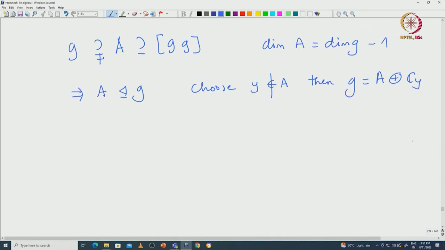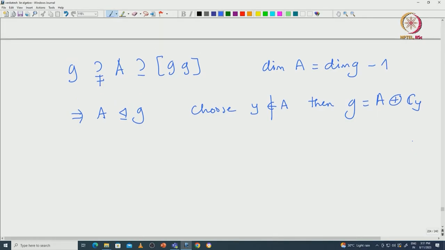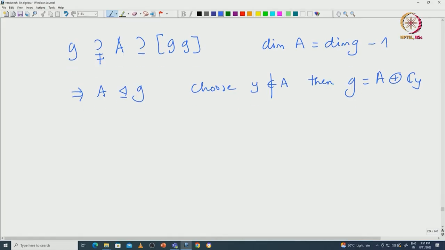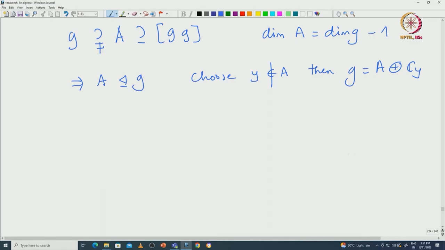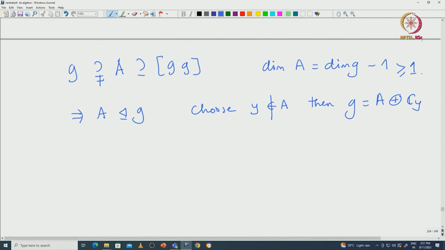This is like the argument that we gave before. It looks like the dimension of G must be at least 2. If the dimension of G is 1, then there is nothing to prove; it is just a result from linear algebra. So, you can assume the dimension of G is at least 2. Now we have this capital A, which is an ideal of codimension 1. Now, using induction, we can see that.